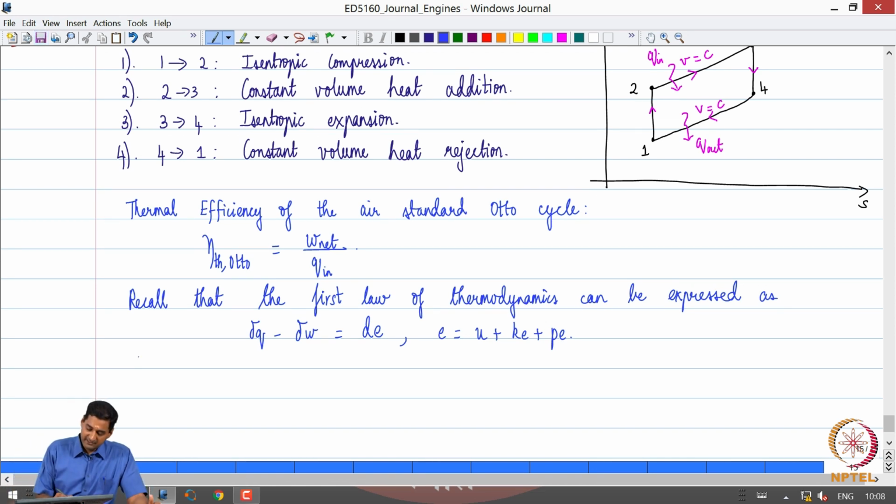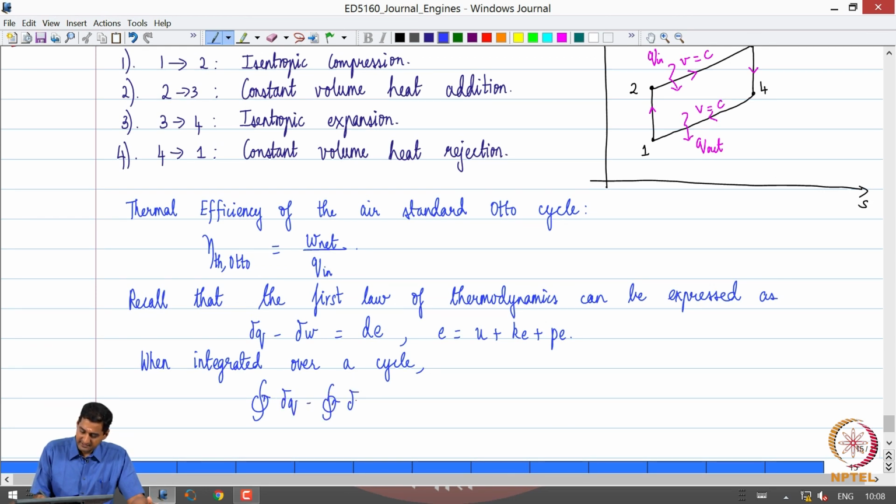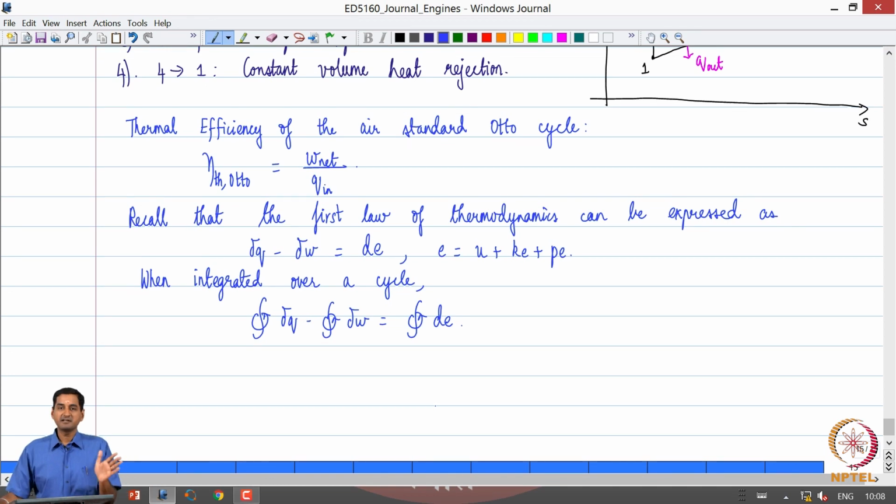When integrated over a cycle, what is going to happen? You are going to get delta Q minus delta W equals the integral over the cycle of dE. Kindly recall from thermodynamics that heat transfer and work interactions are all path dependent quantities, whereas the net energy is a path independent quantity.